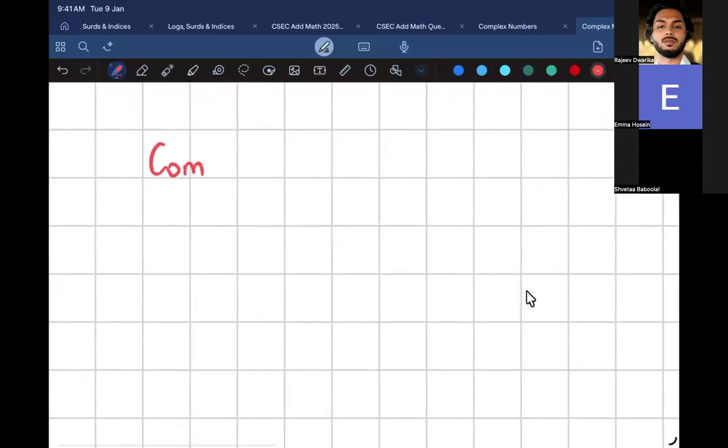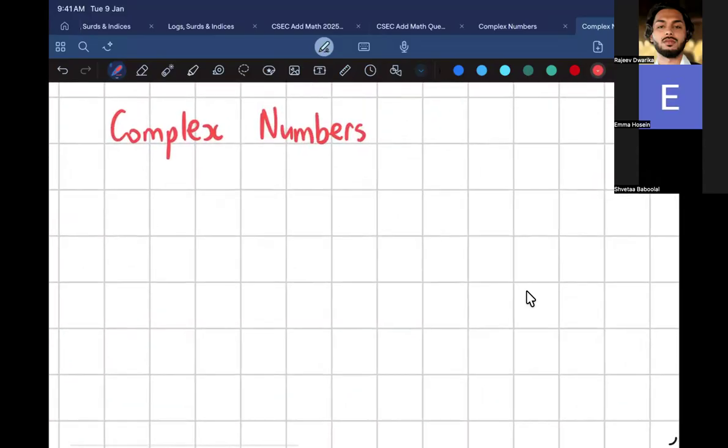Right. So complex numbers. Why do you guys think we need something called complex numbers? Maths is already complicated and already complex. Yes. Why do we need complex numbers? Well, let me just give a preamble, a backstory.